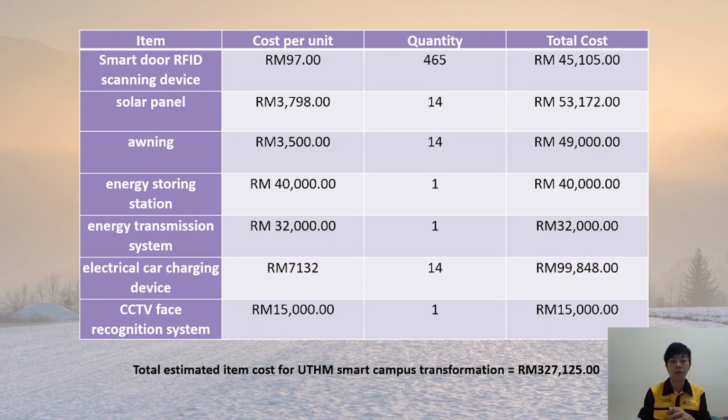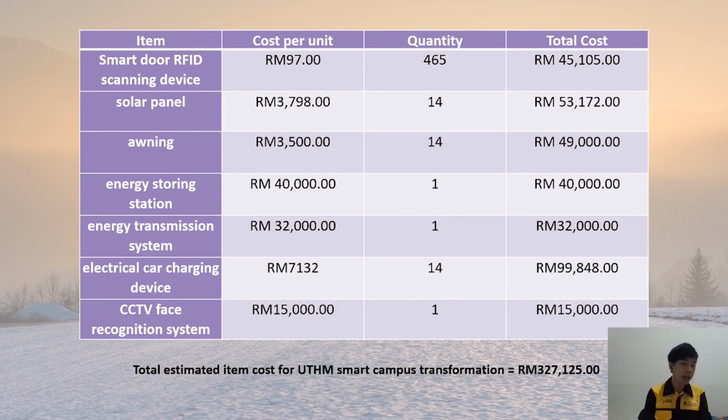For example, for the Smart Door RFID scanning device, the cost per unit is 97 ringgit and the quantity is 465. So the total cost for the Smart Door RFID scanning device is 45,105 ringgit. For the solar panel, the cost per unit is 3,798 ringgit. The quantity is 14. So the total cost for the solar panel is 53,172 ringgit. For the awning, the cost per unit is 3,500 ringgit. The quantity is 14. So the total cost is 49,000 ringgit.